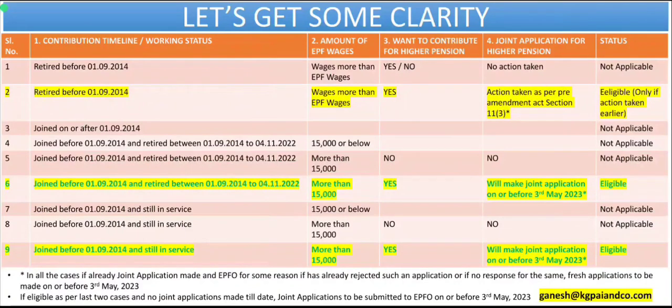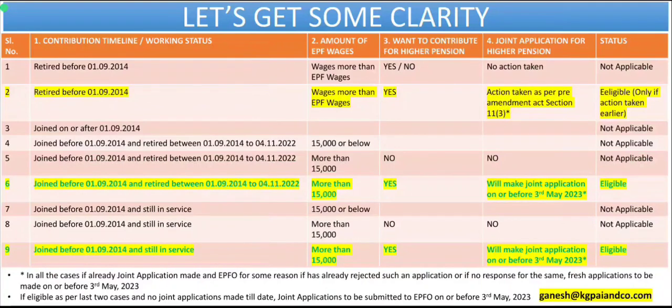In the second case, the employee retired before 1st September 2014. His salary considered for PF calculation was more than the ceiling wages and he was interested in higher pension and also made a joint application for higher pension. And in that case, he is eligible for the higher pension scheme.